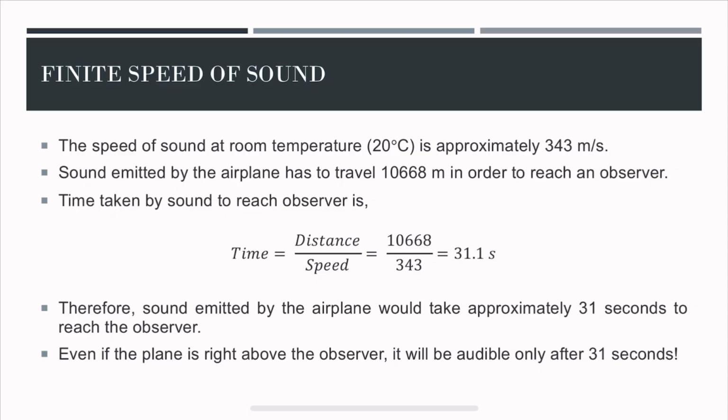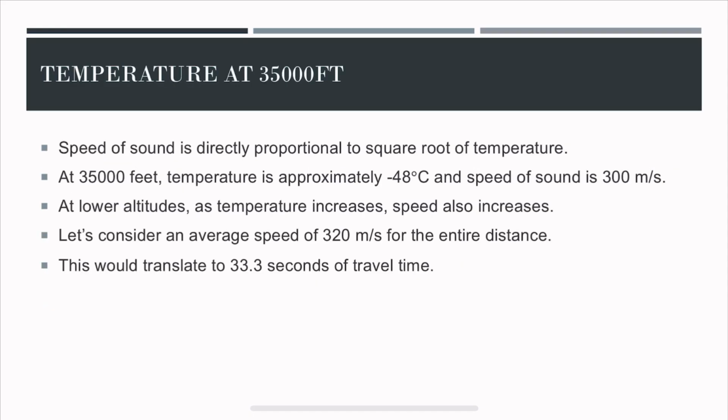So, if you use the basic equation of time, distance, and speed, we get a time of 31.1 seconds. So sound has to travel 31.1 seconds from the time it is emitted by the airplane to reach the observer on Earth. Even if the plane is right above the observer, it will be audible only after 31 seconds, and in 31 seconds the plane would have traveled a great distance. Actually, it should not be exactly 31 seconds because of the temperature difference.